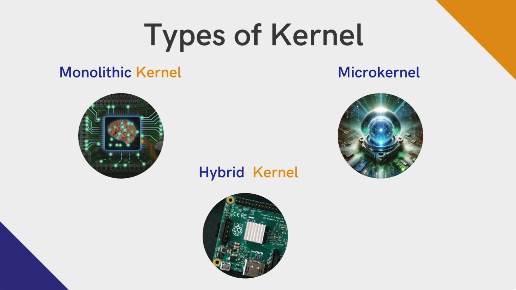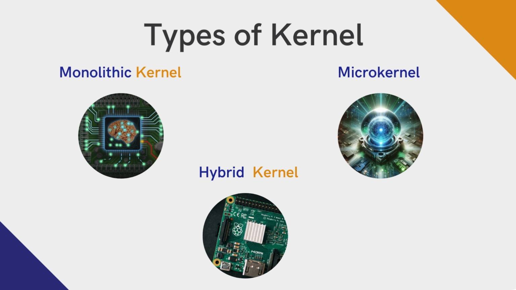Okay, there are mainly three types of kernels. First, we have the monolithic kernel, microkernel, and hybrid kernel. What is a monolithic kernel? Here all features and functions such as process management, memory management, file system handling, and device driver operation are performed within the kernel space. Examples include traditional versions of Unix and the Linux kernel.